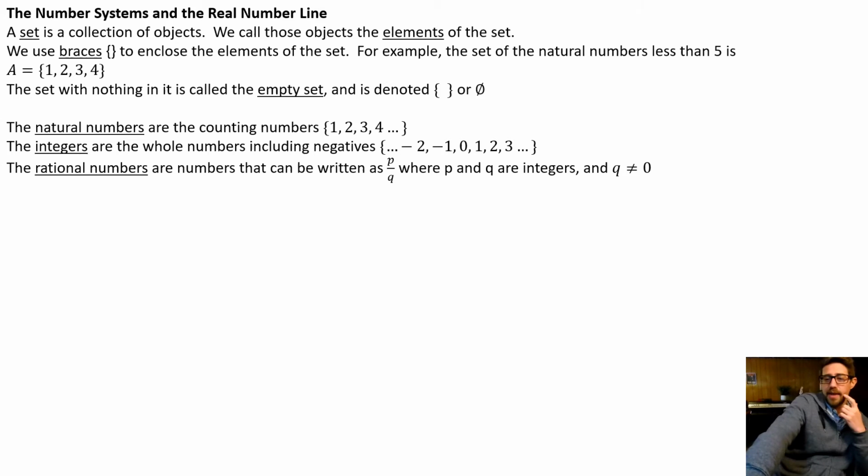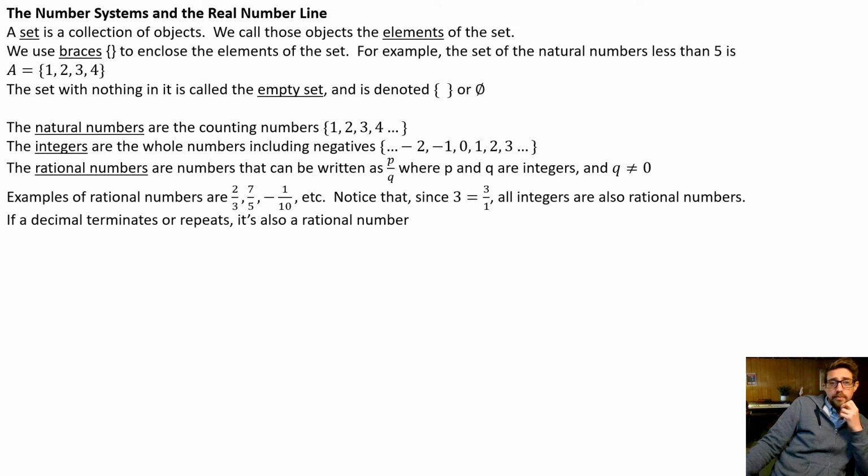But think about why that's more inclusive, because you could take any one of your integers, say 3, you could write 3 as 3 over 1, or you could write it as 6 over 2 or 9 over 3 or whatever. So technically, all the integers are included in the set of rational numbers. Okay, so here's some examples of rational numbers. Any fraction you can come up with, positive or negative, big or small, whatever, is a rational number. And then just making it clear, since, for example, 3 is 3 over 1, the set of integers is enclosed within the set of rational numbers.